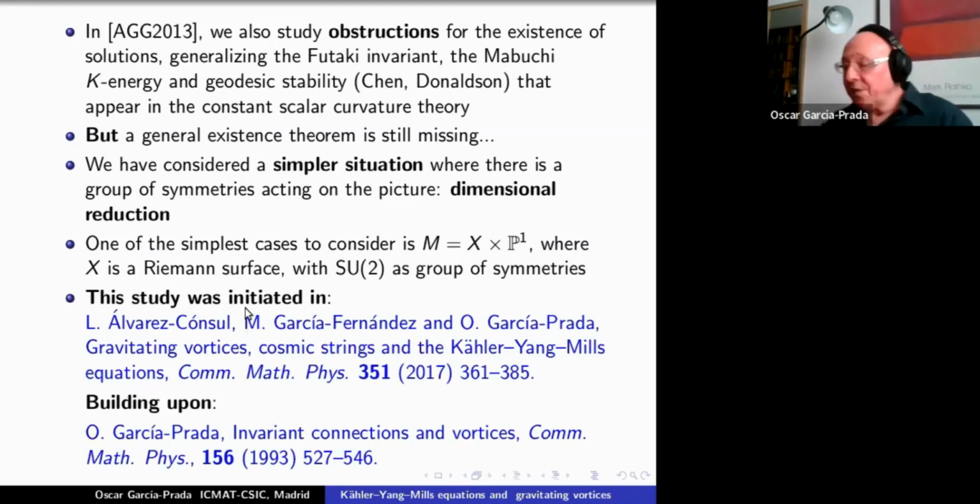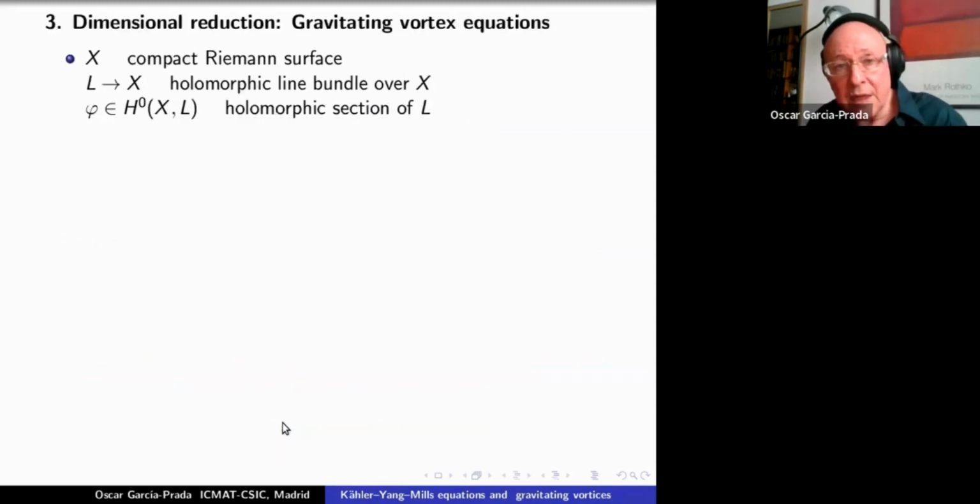And so this is the study of this problem for this situation, which was initiated in a paper with Luis Albert Consul and Mario García Fernández. This was building upon an old paper of mine that actually came from my thesis about studying invariant vortices, connections and vortices. And so let me explain this.